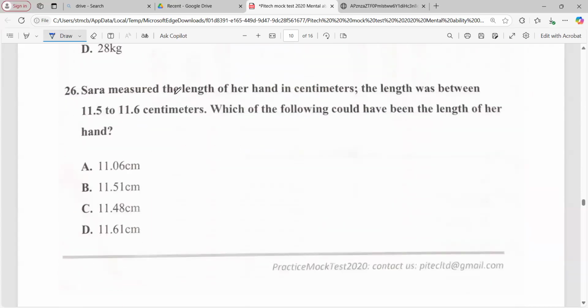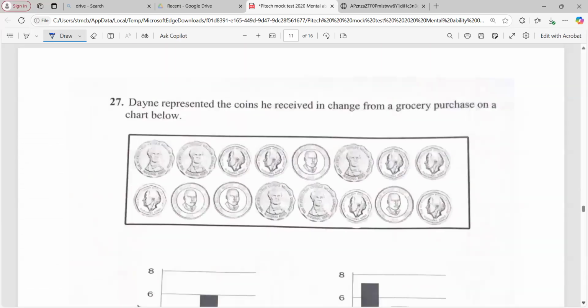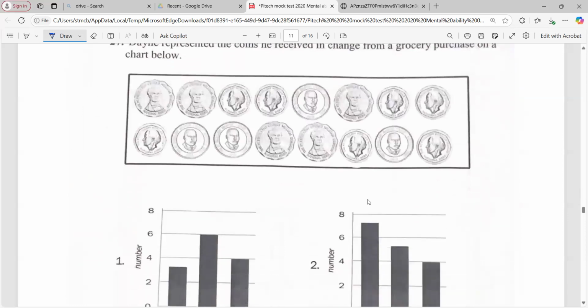All right. Sarah measured the length of her hand in centimeters. The length was between 11.5 and 11.6 centimeters. Which of the following could have been the length? It should be between 11.5 and 11.6. This one doesn't reach 11.5, so I'm definitely going to go with B. This is too small and this is over. All right, let's go again. See if we can get in one more. This looks too big, man.